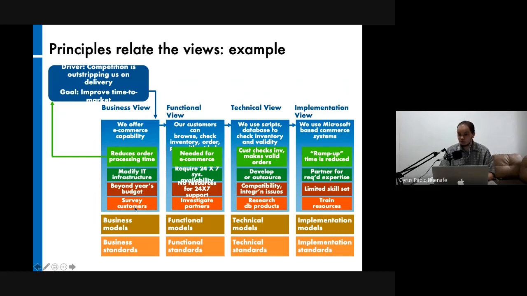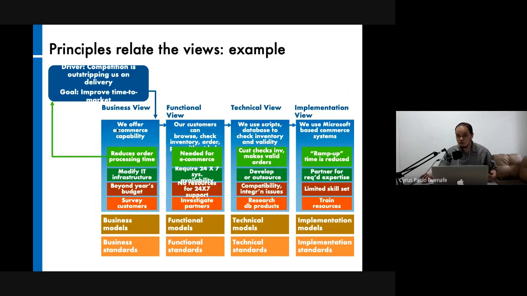So the action is to survey customers. Would they prefer e-commerce or would they prefer the old way of doing it? And remember, if you've taken a look at all these things from the business view, they're all tied to that vision of achieving the goal, which is improving time to market. Now we go on to the functional view. So that's the business principle: we need to offer e-commerce capability. Let's drill it down further.